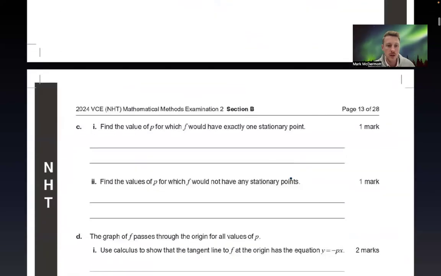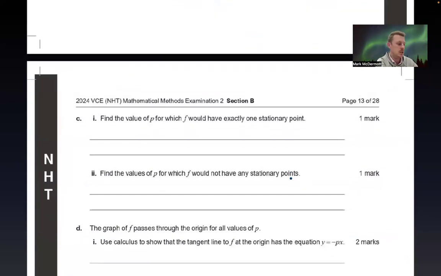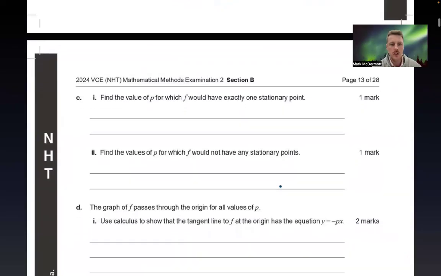Next thing. Find the value of p for which f would have exactly one stationary point. So p is not 3 anymore. So f dash of x is now in terms of p, so it's 3x squared minus p. Exactly one stationary point means the discriminant of this equals 0.